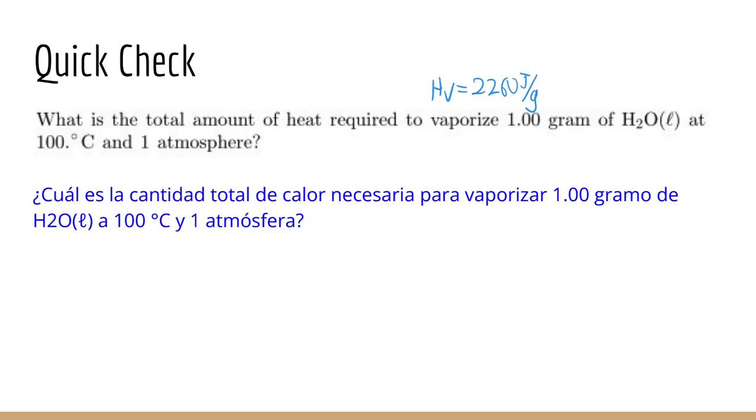Now you're going to try this one on your own. The question is, what is the total amount of heat required to vaporize 1 gram of water at 100 degrees Celsius and 1 atmosphere? And I gave you the heat of vaporization. It is 2,260 joules per gram. So please solve this now.